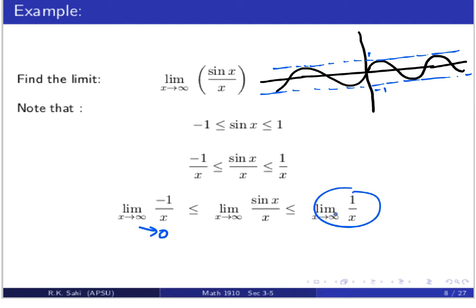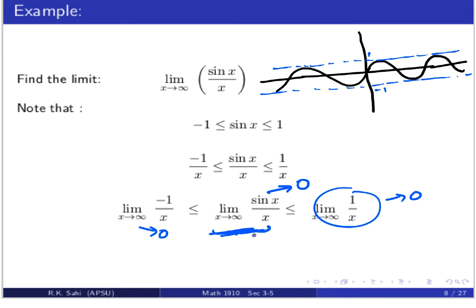Similarly, this limit as x approaches infinity of 1 over x is also going to approach 0. So what happens? By the squeeze principle, remember the chapter on limits, where we did something like a squeeze principle. If the function sin x over x is bounded by minus 1 over x and 1 over x, and the outside bounds are approaching 0, then the function in between will also approach 0.